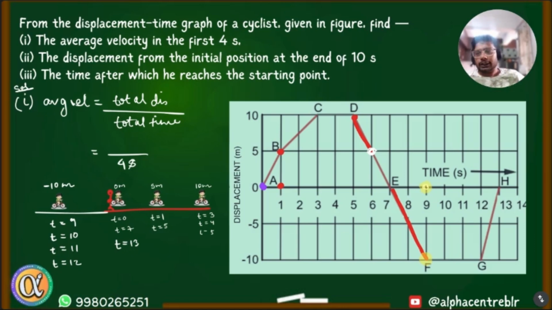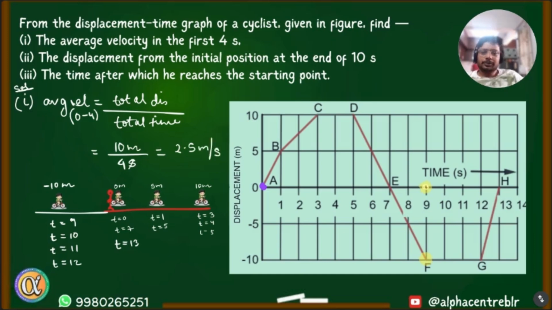Average velocity in 0 to 4 seconds. So what is the total distance traveled in 0 to 4 seconds? Up till 4 seconds, what is the total distance traveled? See, this is 5 and then 5 more. So 10. From the starting till this point is 10 meters at 4 seconds. So it is 10 meters. 10 by 4 is 2.5 meters per second. Simple.